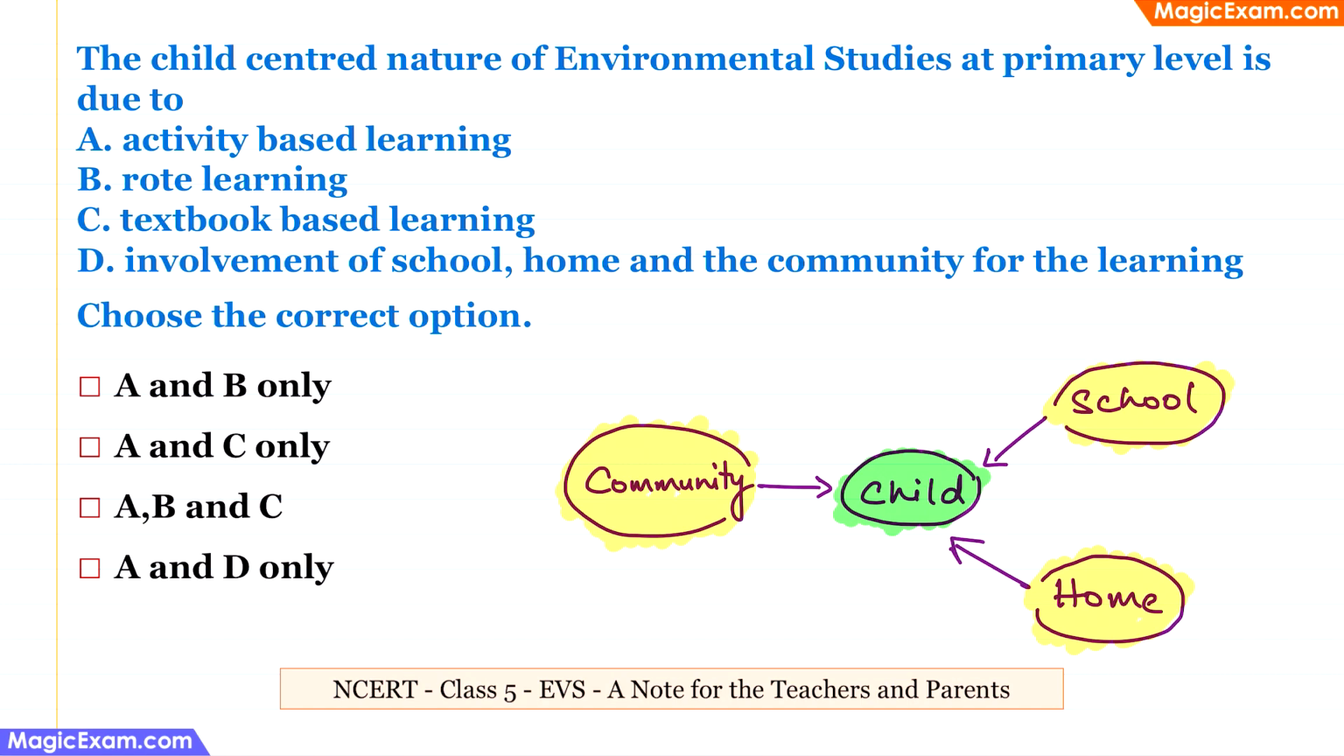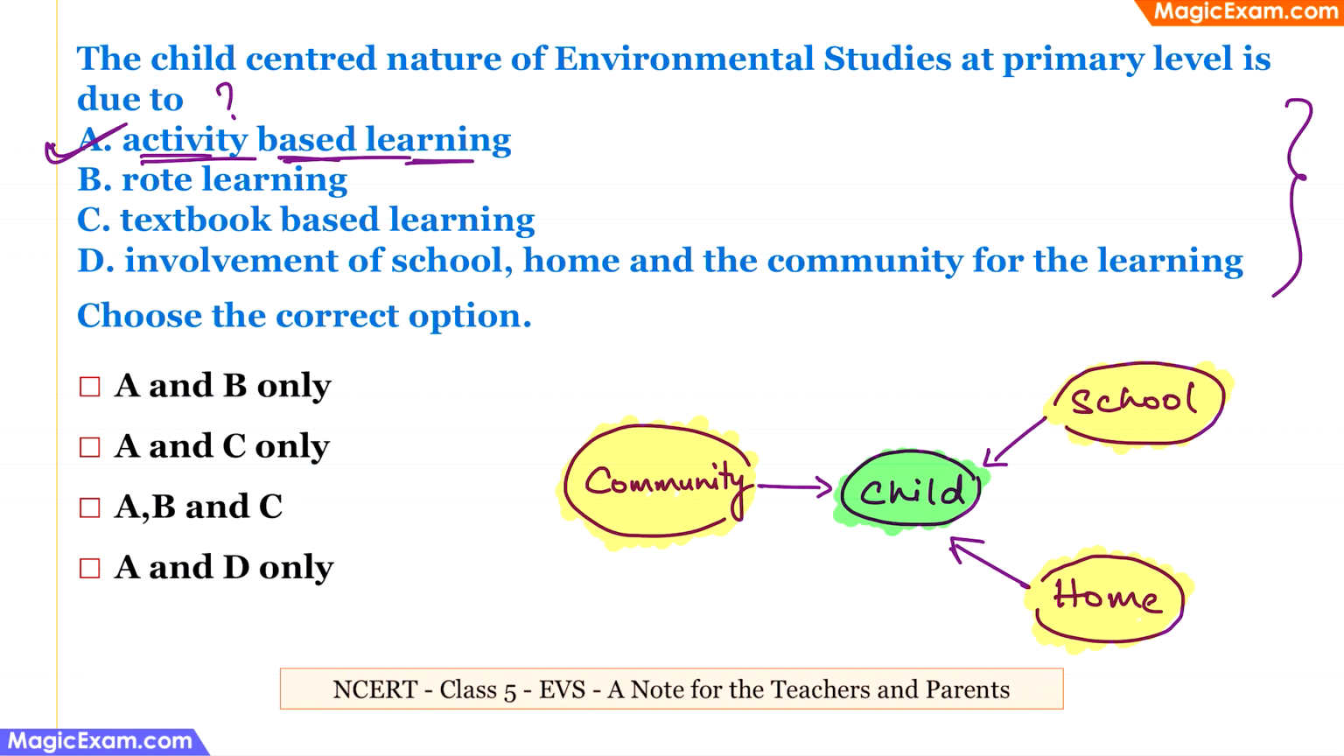The child-centered nature of environmental studies at primary level is due to which of the following? Now there are 4 options here, so we have to select which of these are correct. Now, activity-based learning. This is correct because in EVS there is a prioritization, or there is a lot of importance given to activity-based learning, that is hands-on, practical, experimental learning. Therefore, this is correct. Next, rote learning.